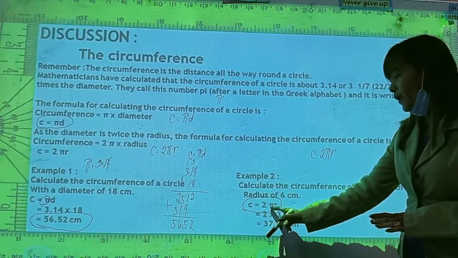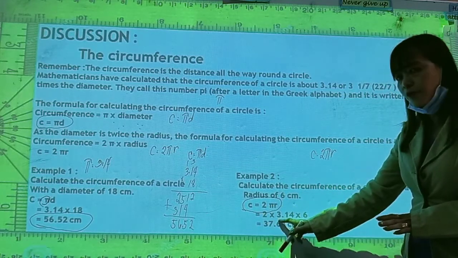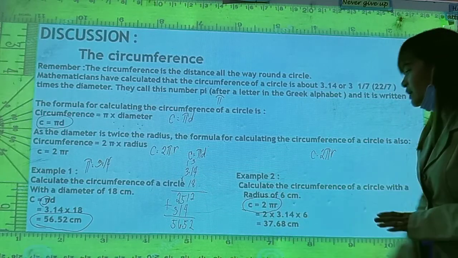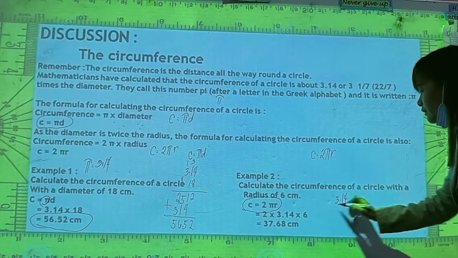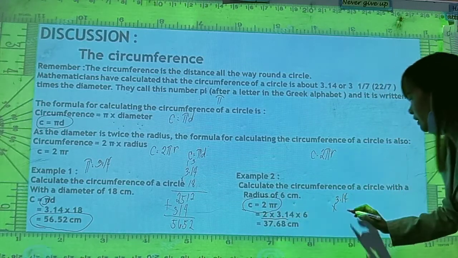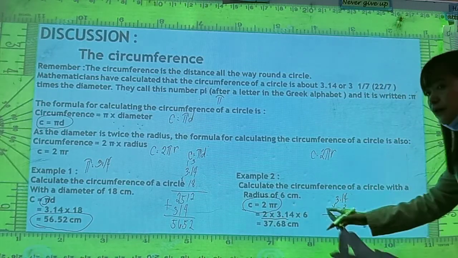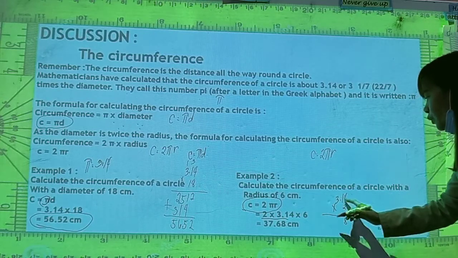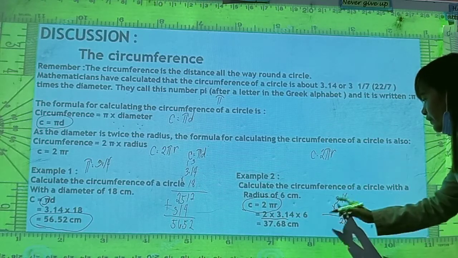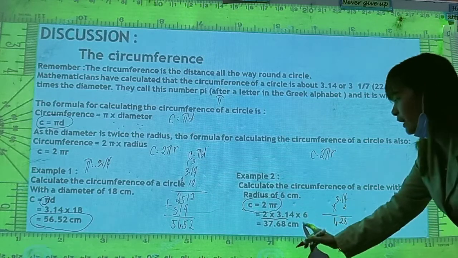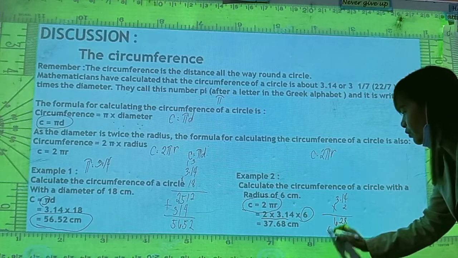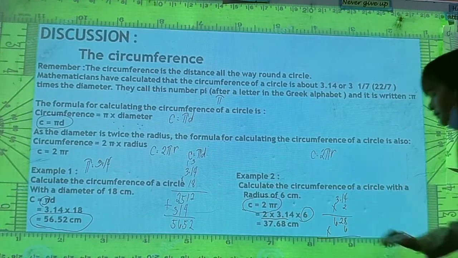Substitute the value of pi. 2 times 3.14 times the radius is 6. So 3.14 times 2. So 4 times 2 is 8. 1 times 2 is 2. 3 times 2 is 6. How many decimal points? 1, 2, 1, 2. Then the radius is 6. Again, multiply it by 6.